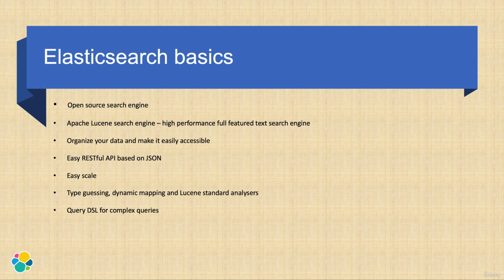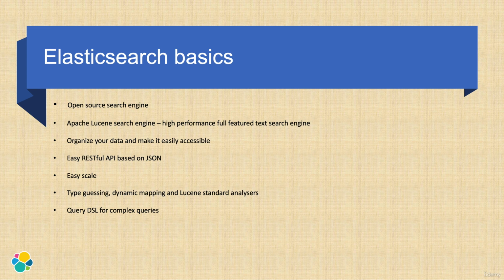Elasticsearch is an open source search engine which runs the Apache Lucene engine in the background, which is a high-performance, full-feature text search engine. Elasticsearch organizes your data using documents and makes them easily accessible and, more importantly, searchable. It has an easy RESTful API, which we will examine using Postman, and it uses JSON for communication. It is easy to scale Elasticsearch by adding more nodes or more shards for an index.